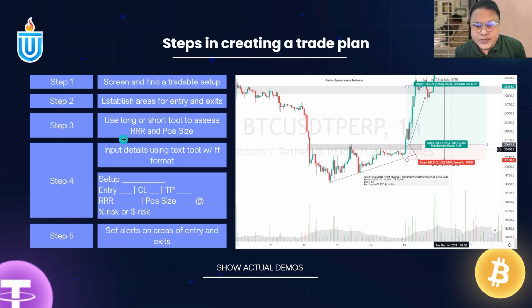So, next step is using the long tool or short tool. Depende sa bias mo. Kung long ka, use the long tool and use the short tool if short yung bias mo. Para magamit mo siya to assess your reward to risk ratio and your position size. So, ide-demo ko na lang din.